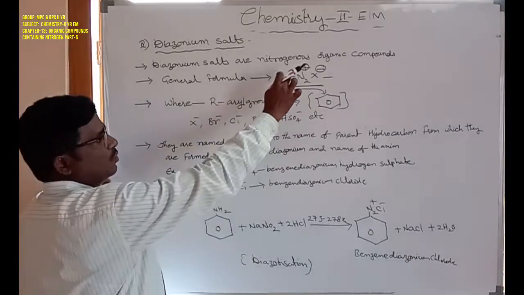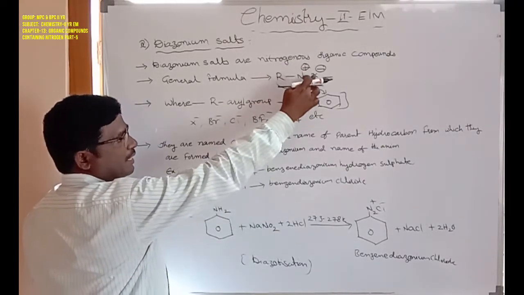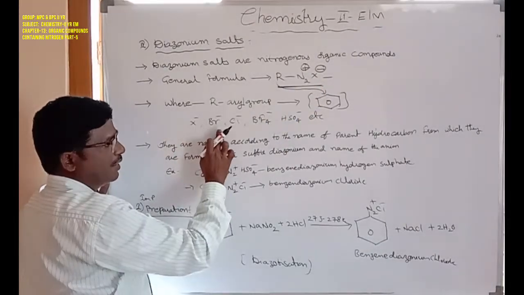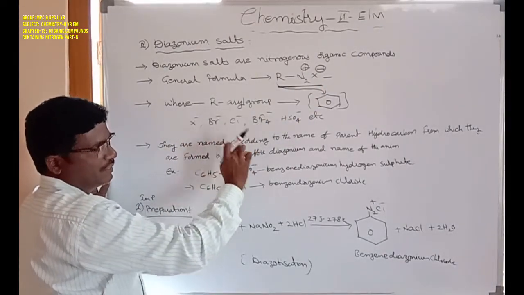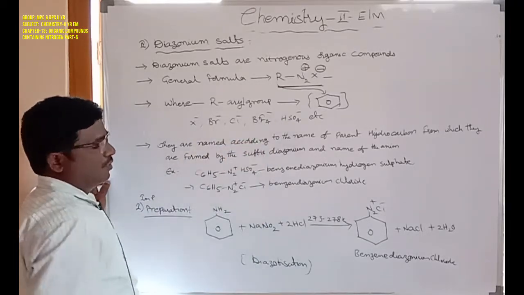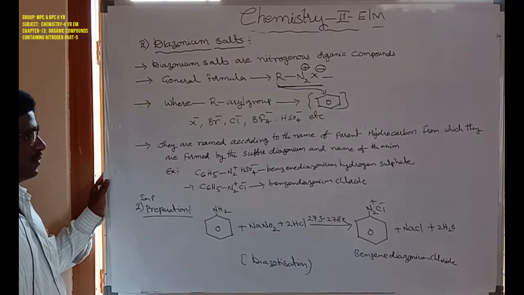Here N2+ is also known as the nitrogenous part, and the remaining X− is Br−, Cl−, BF4−, or the HSO4− ion. That is also known as a diazonium salt.